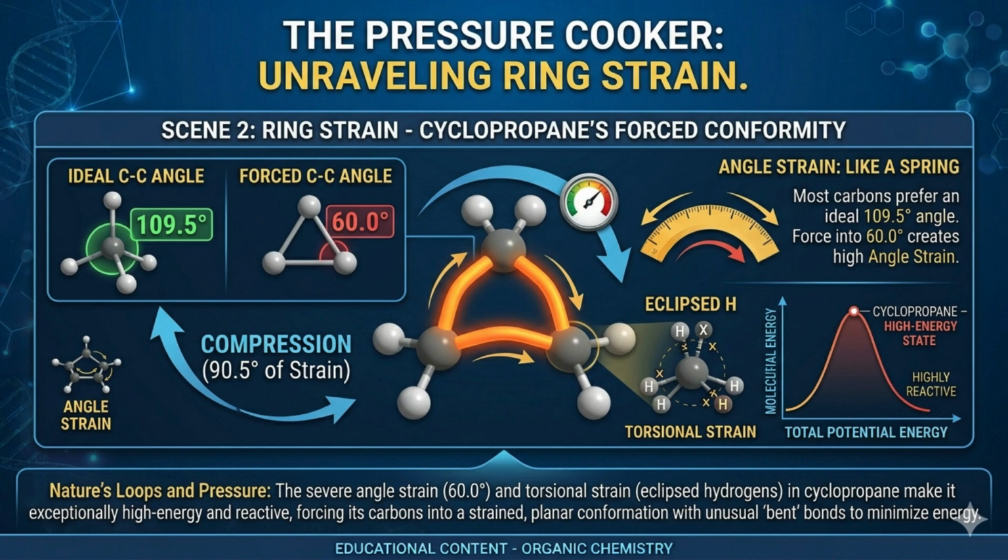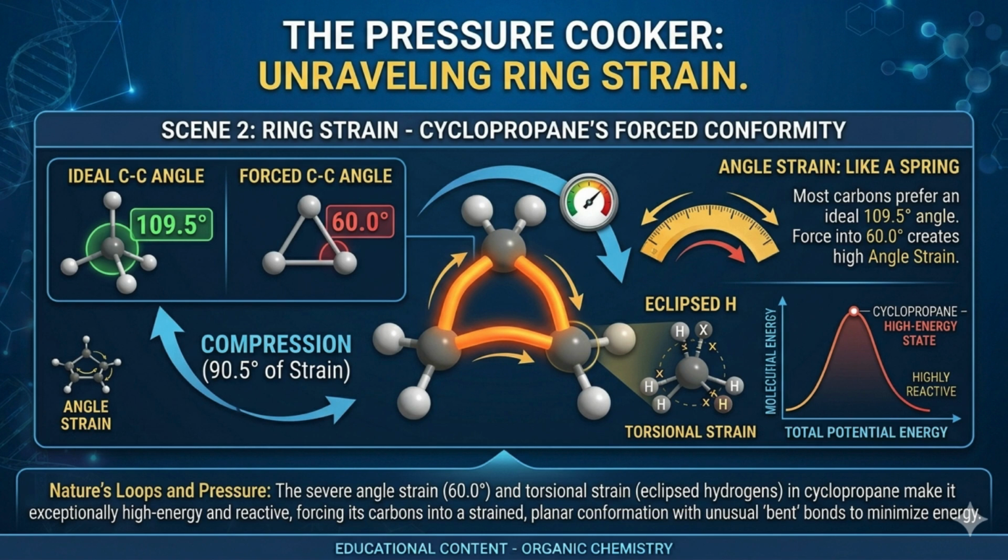However, in cyclopropane, the three carbons are locked into an equilateral triangle. This forces the bond angles down to just 60 degrees. This extreme compression, a massive 49.5 degrees deviation from the ideal, creates intense angle strain. It's like pulling a spring tight. The molecule is under constant internal pressure to snap open.